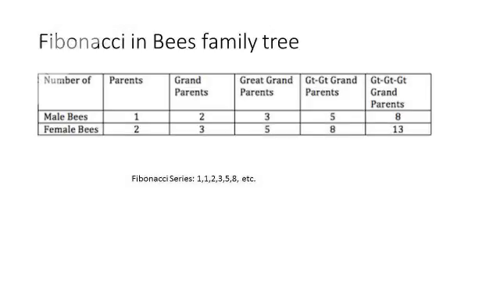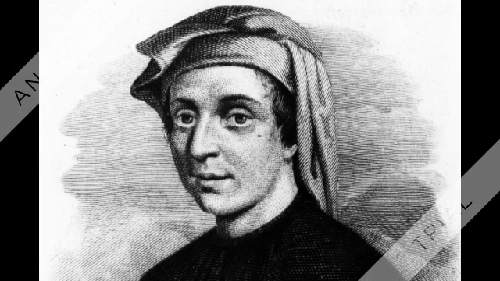So if you break this down in a chart, the male bee has 1 parent that is a female, so he would have two grandparents since his mother had two parents, a male and a female. He has three grandparents. His grandmother had two parents, but his grandfather only had one. Again, we can see the Fibonacci sequence.